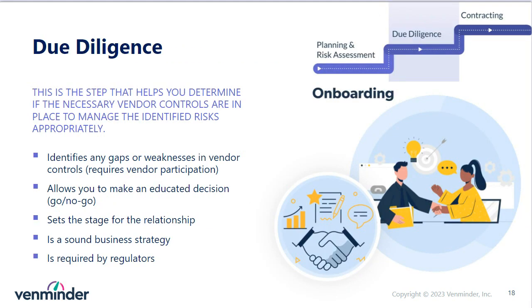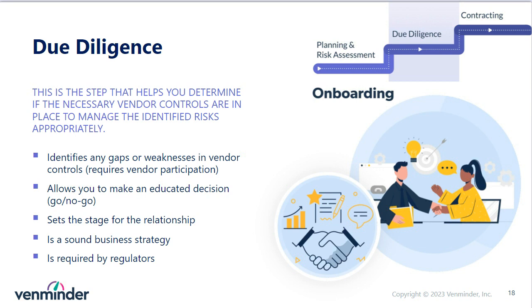This brings us to due diligence. We find ourselves here having followed planning and risk assessment. So this is the step that helps you determine if the vendor has the right controls in place. Can they deliver their contractual obligations to you? Do you feel comfortable moving forward into a contract with them? And it also informs you of whether or not you need to take your own steps internally.